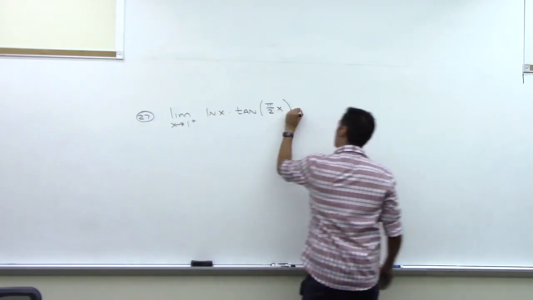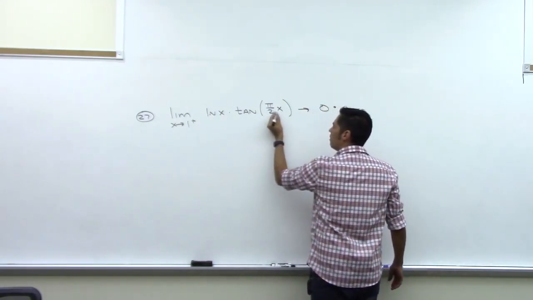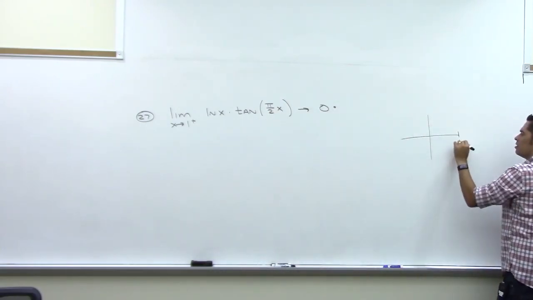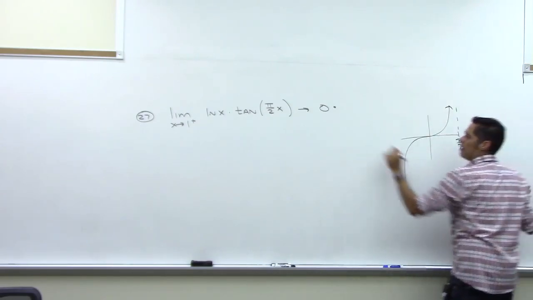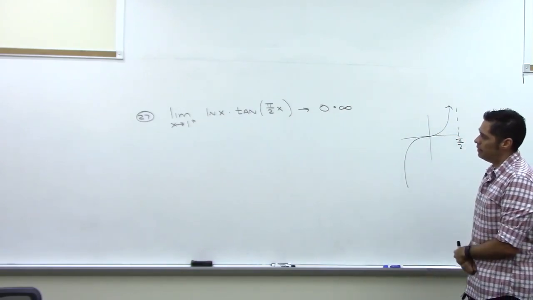So that's headed towards 0 times, let's let x be 1, tangent of pi over 2. Here's your tangent function. Here's pi over 2. We have that asymptote. It's headed towards infinity there, so that's infinite. Okay, so I've got to pick one of these and drop it.